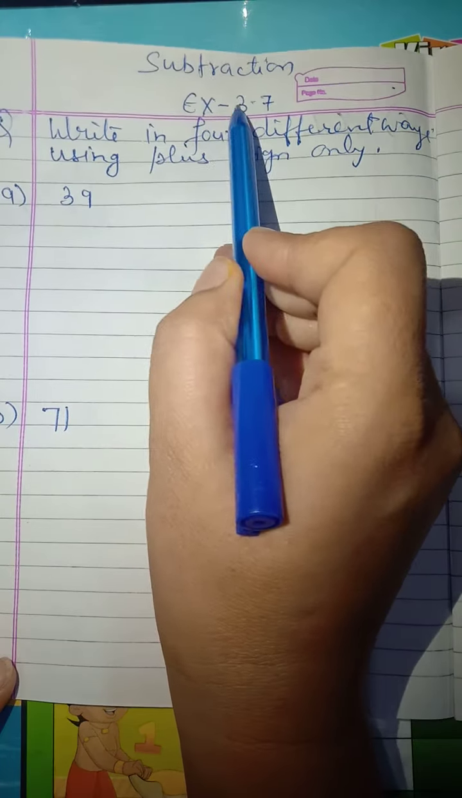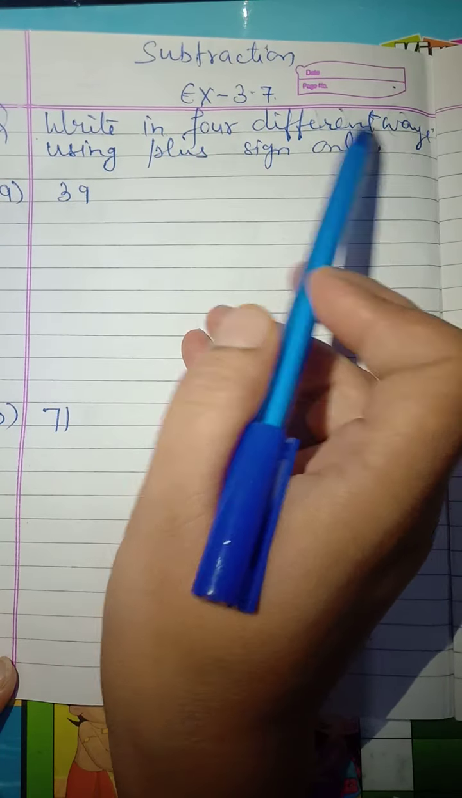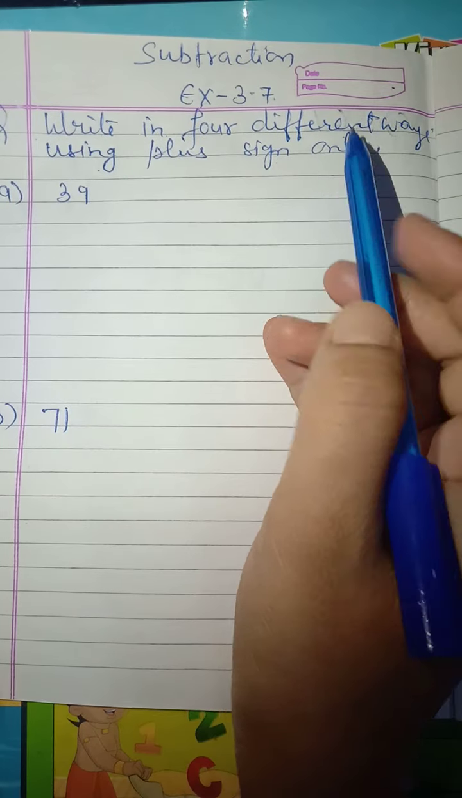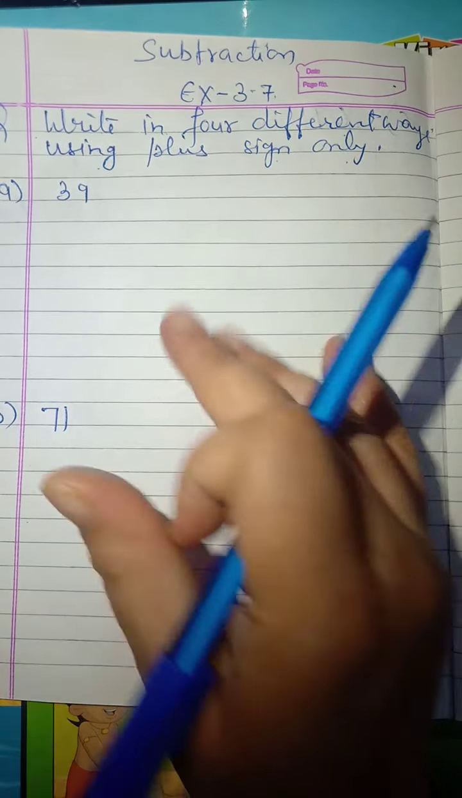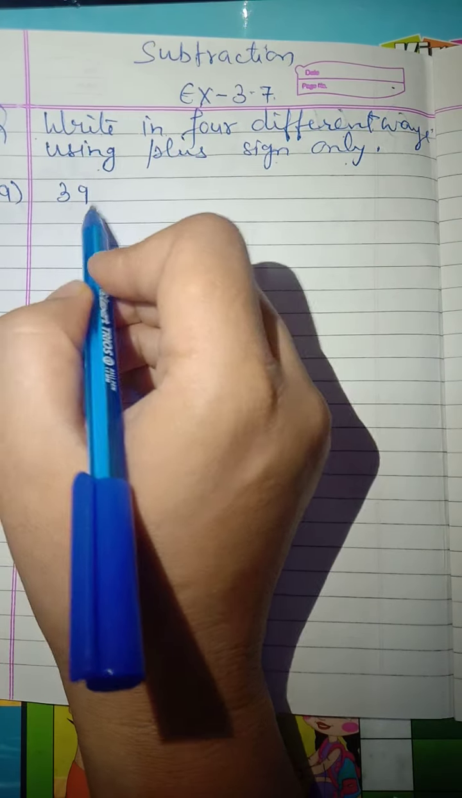Now, exercise 3.7 unit subtraction, and the question is: write in 4 different ways using plus sign only. It means we have to write these given numbers in 4 different ways using plus sign. Fine. So first number is 39.